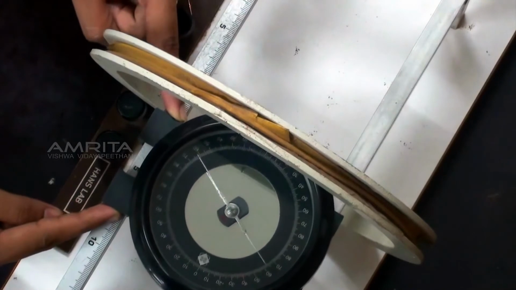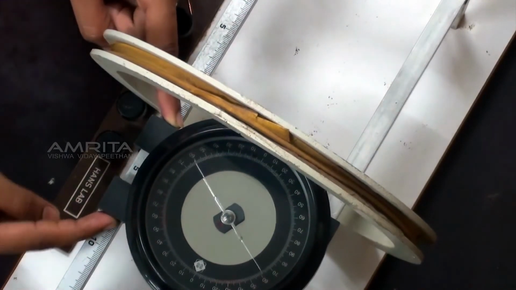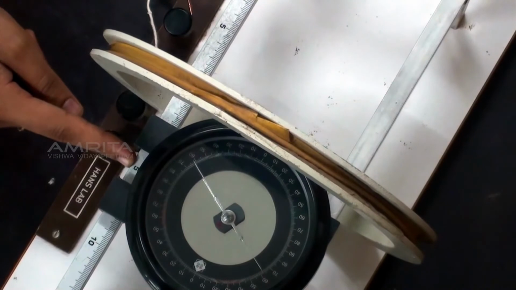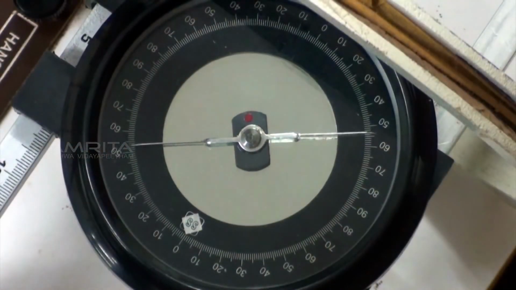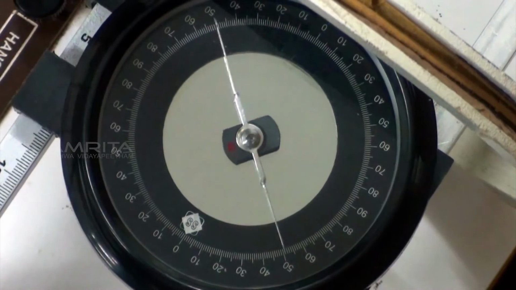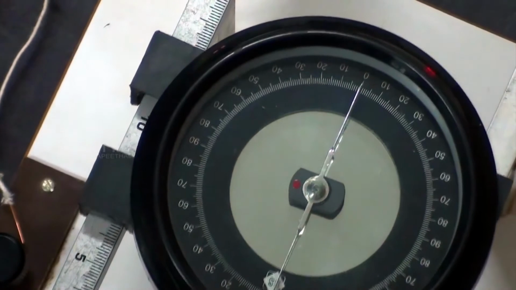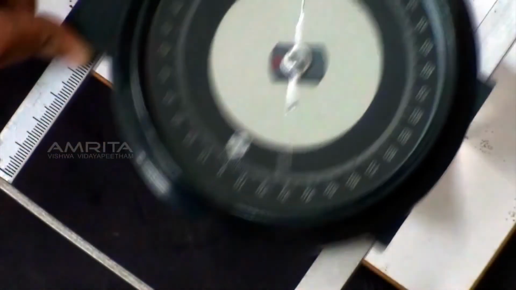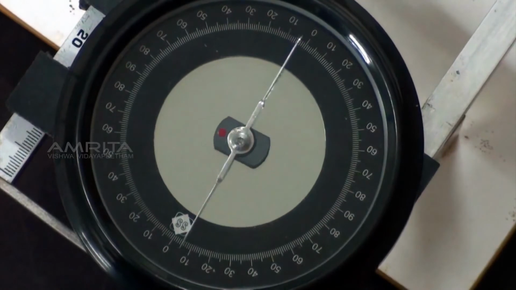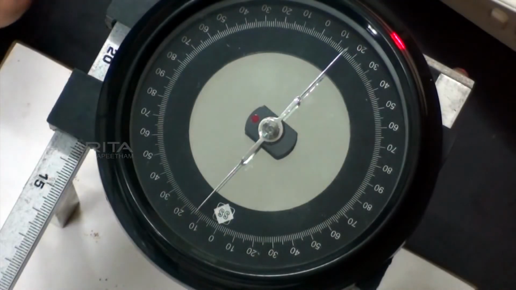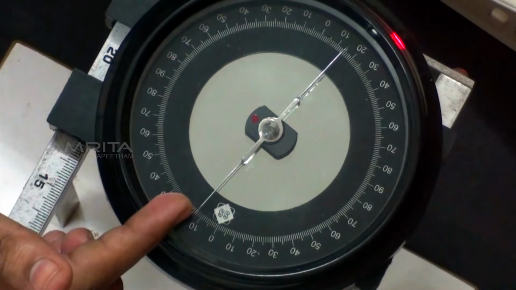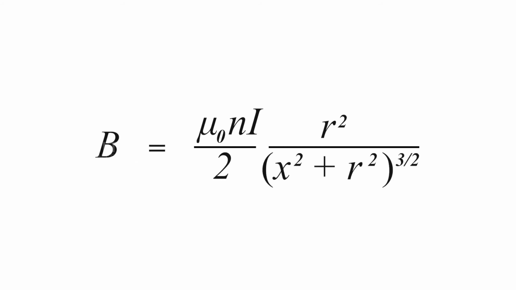Then place the compass box at another distance, say 5 cm, on the right side from the center of the coil. Note the deflection of the aluminum pointer for direct current and reverse current. Calculate the mean deflection theta. Repeat the same procedure by placing the compass box at different distances on both sides from the center of the coil. Note the mean deflection at each point and calculate the corresponding magnetic field B using the equation B is equal to mu0 Ni divided by 2 into r square the whole divided by x square plus r square the whole raised to 3 by 2.